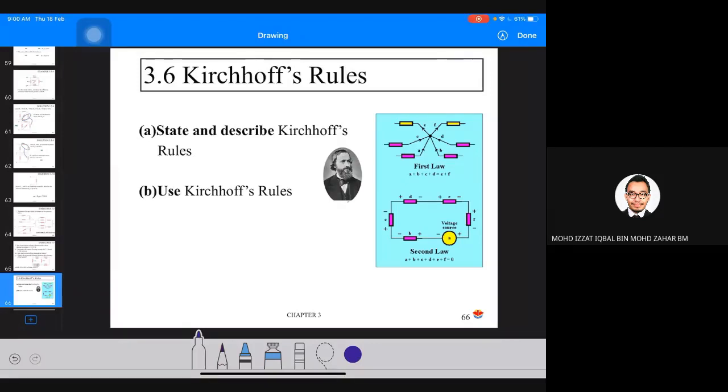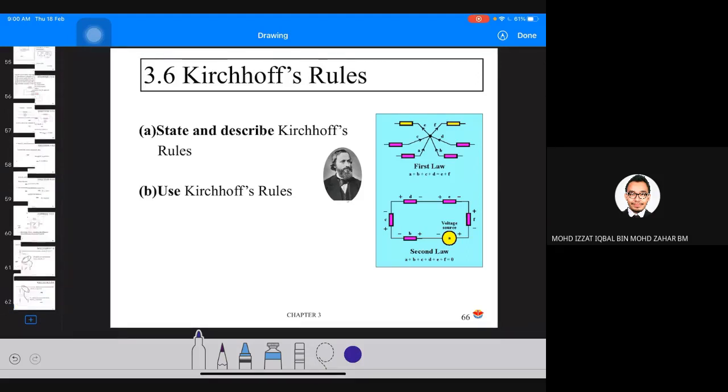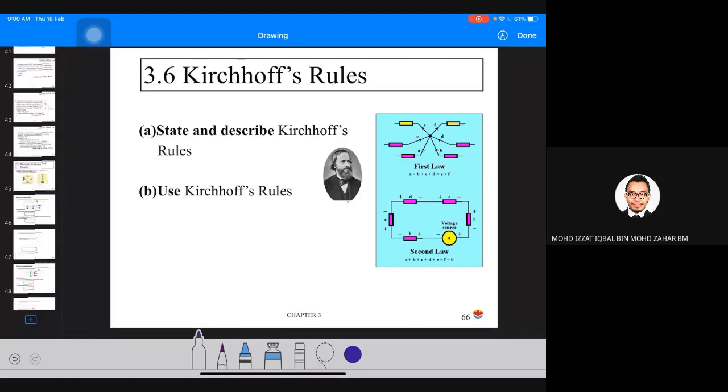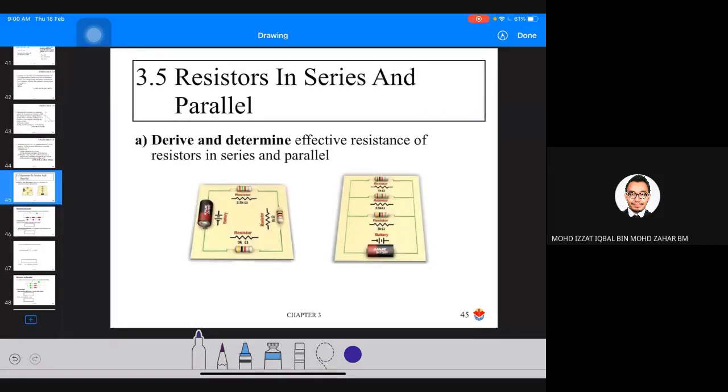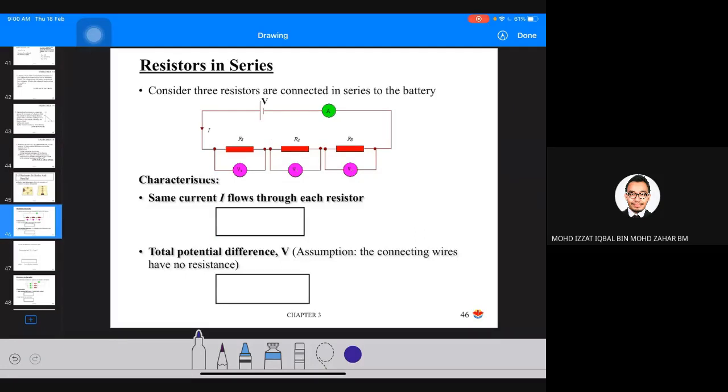Okay. If you have resistors in series, you basically only have one loop. Dia ada satu loop je, tak ada junction. So the properties of a current, selagi dia tak jumpa any junction, the value will remain the same.